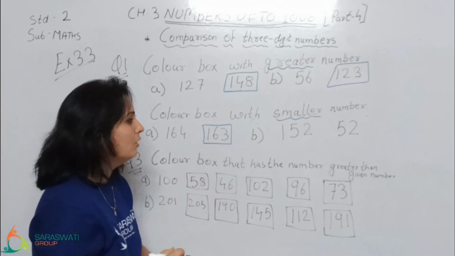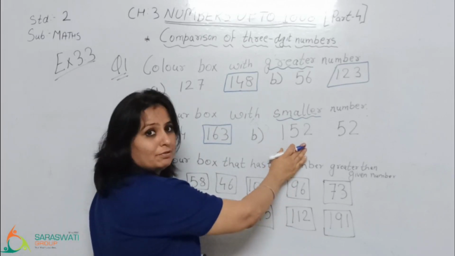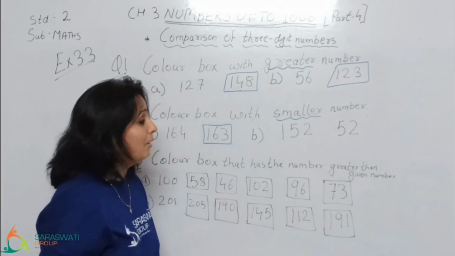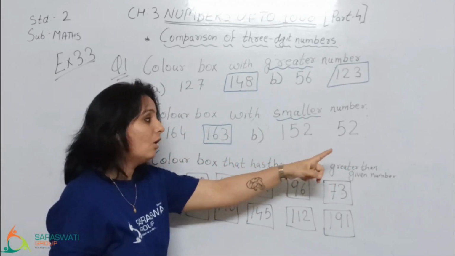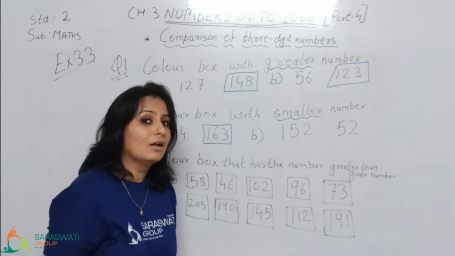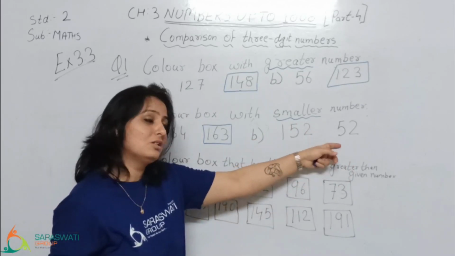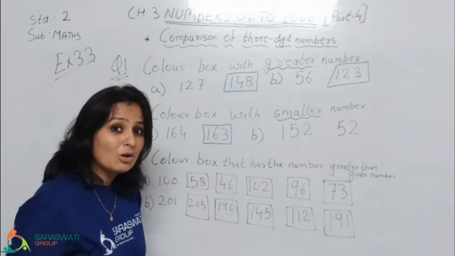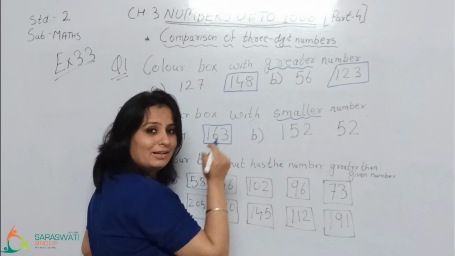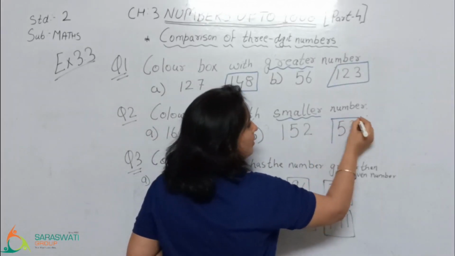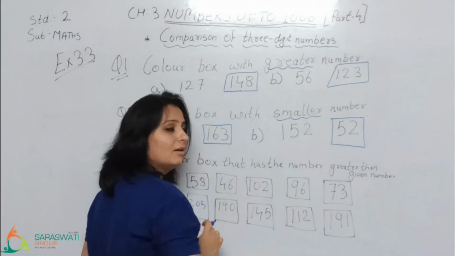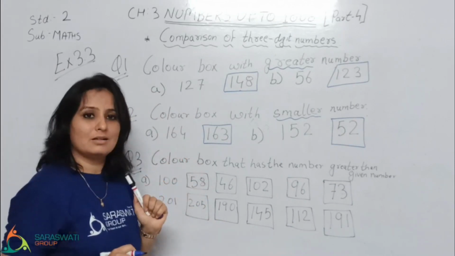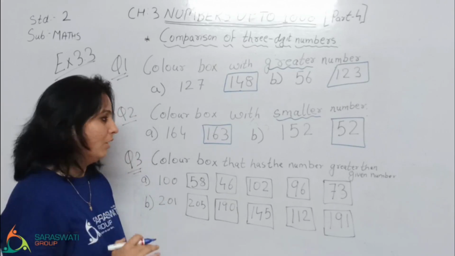Similarly, moving on to the next question. 152 and the other is 52. Again, here you can see that this is a 3-digit number and this is a 2-digit number. So you already know that a 2-digit number is always smaller than a 3-digit number. So which smaller number did we get here? 52. So we will color this number. Right? It's so easy, right? So the next other sums you have to do as homework.